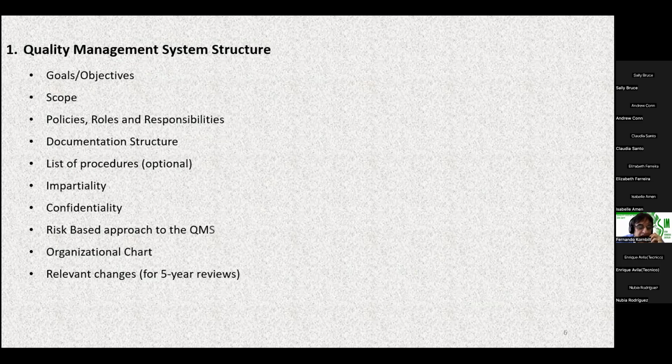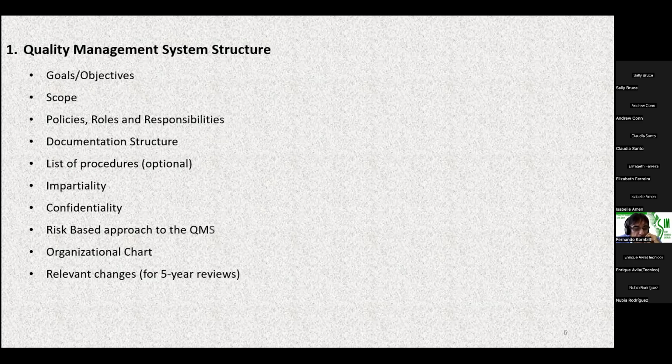Policies, roles, and responsibilities, documentation structure, quality manual, a documentation chart, process map, eventually a list of procedures, technical and admin, not the full procedure, but just the list and the titles, how confidentiality is managed, risk-based approach, the organization chart, who is the person responsible for quality, the head of laboratory, etc., and all relevant changes in case it's a system that was approved 5 years ago.